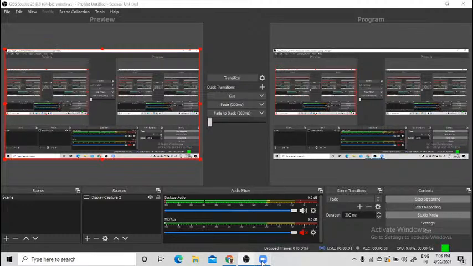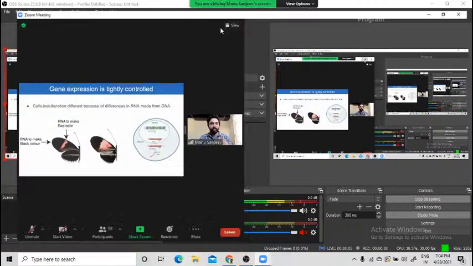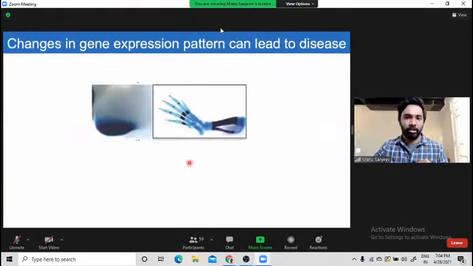...in biological research across the world. How does the cell make specific RNAs at specific time points and at specific places in an organism?